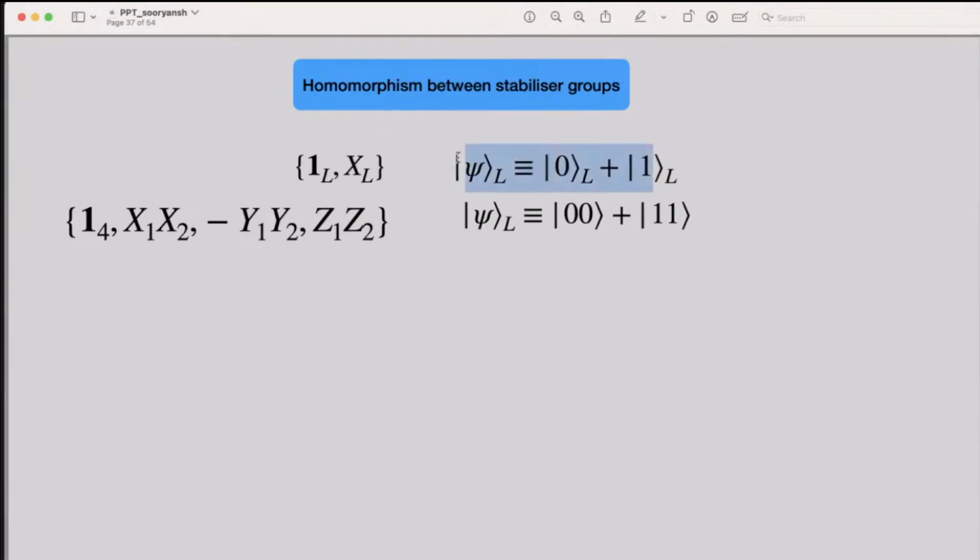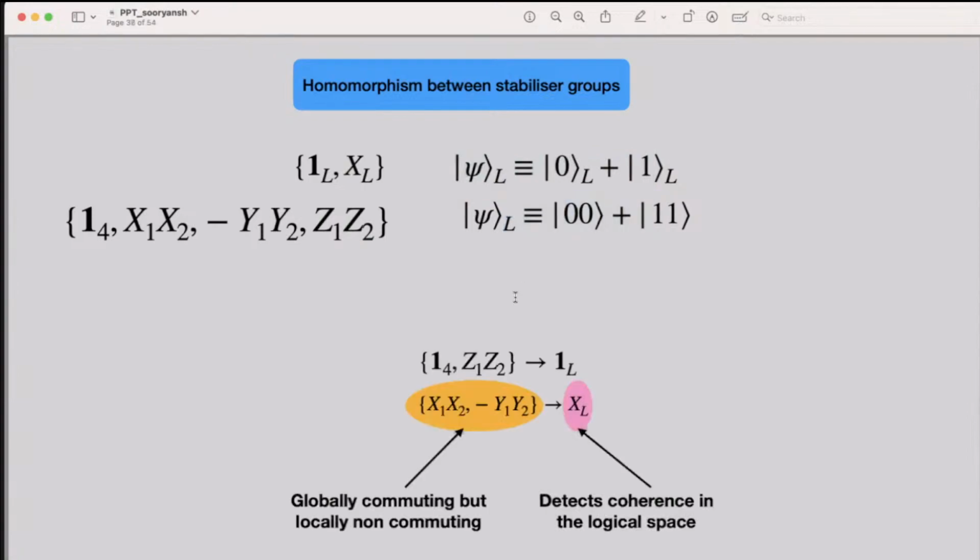So the most important thing for this presentation is that if we look at these two stabilizer groups, for the logical state and for this physical state, there exists a homomorphic map. So identity and z1 z2 can be mapped to logical identity, and x1 x2 and minus y1 y2 can be mapped to XL. Now we will try to look at this second mapping more closely.